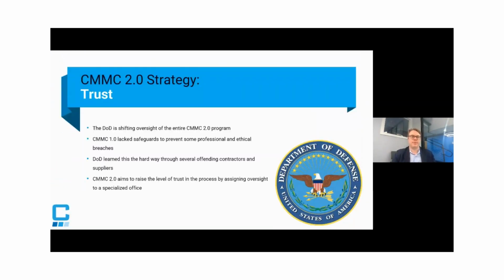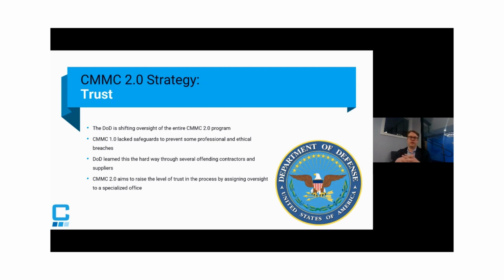The next was really big about trust. So it was shifting the entire CMMC 2.0 program from under the Secretary of Defense for Acquisition and Sustainment to the DoD's CIO, the Chief Information Officer. So a bunch of new safeguards now are in place. CMMC 1 lacked a lot of safeguards to prevent some professional and ethical breaches of who's allowed to do what and how that would work.